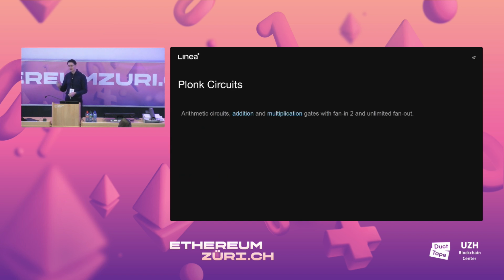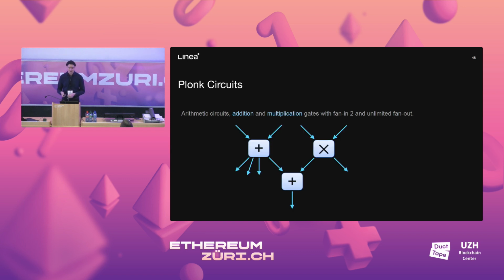Now let's look on the other side at Plonk circuits. So now we're using pairings, elliptic curves. Here the circuits are at the base level. They are arithmetic circuits, addition and multiplication gates, with fan-in and unlimited fan-out. That's how they look. And we can obviously define more gates.